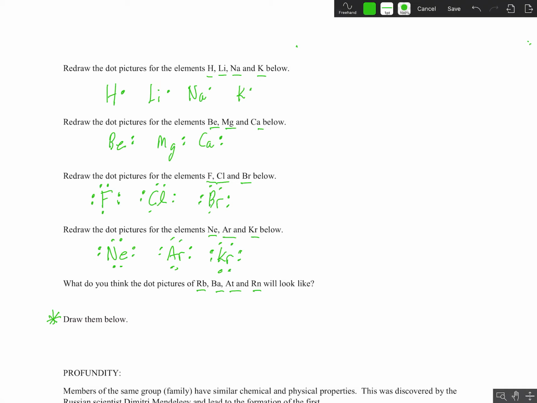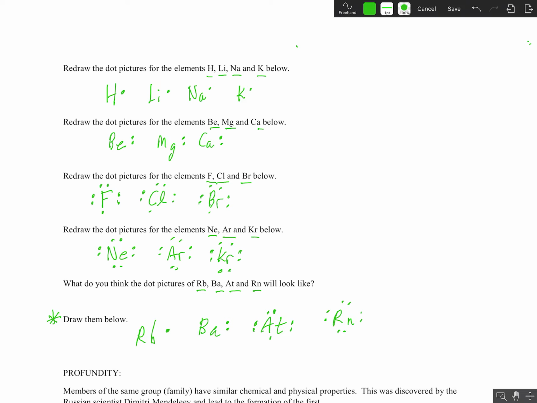All right, welcome back. And so for rubidium, kiddos, you recognize that rubidium's in group number 1, its atomic number is 37, so 1 dot. Barium's in group number 2, its atomic number is 56, it has a pair of valence electrons. Astatine is atomic number 85, it's at the bottom of group 17, so it has 7 valence electrons. So I hope your dot picture looks something like that. And then radon is atomic number 86. It's at the bottom of group 18, so we would expect 4 pairs of valence electrons.